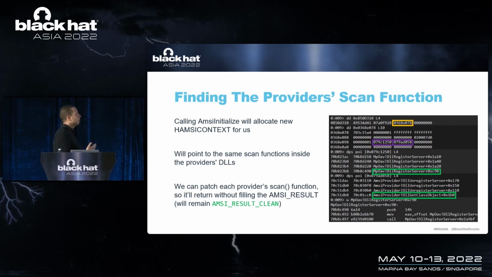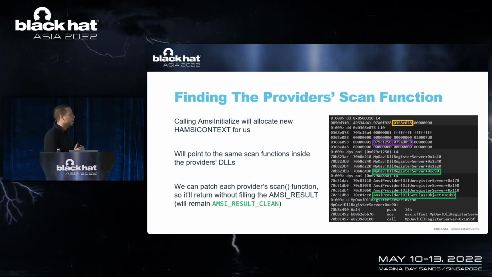But if we take a better look at the AMSI context in memory, we can see that the third attribute is going to hold the new instance of the CAMSI anti-malware class, with the anti-malware provider list. And each record in this list is going to be basically a new object of the anti-malware provider interface. And this object will always, each time we call AMSI initialize, point to the same scan functions inside the provider DLL.